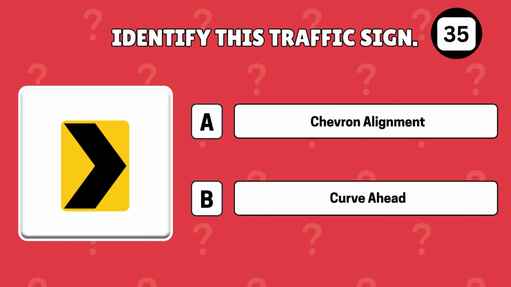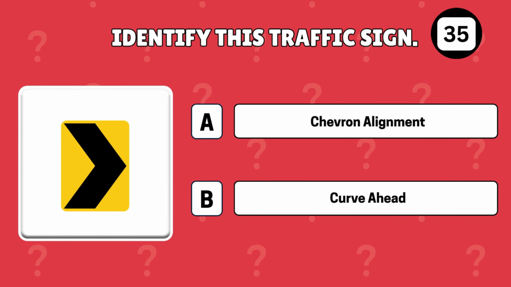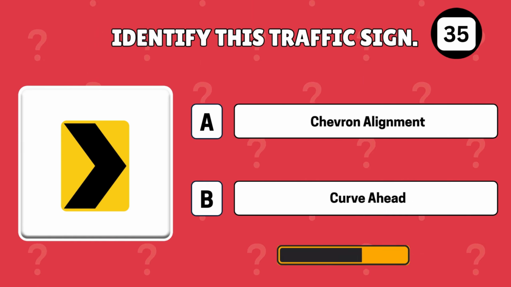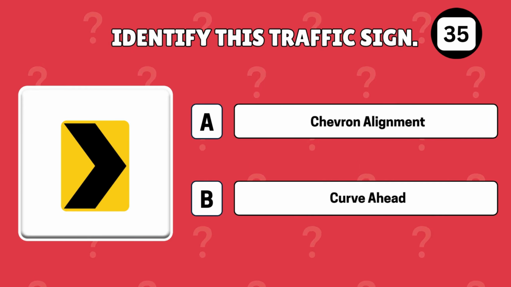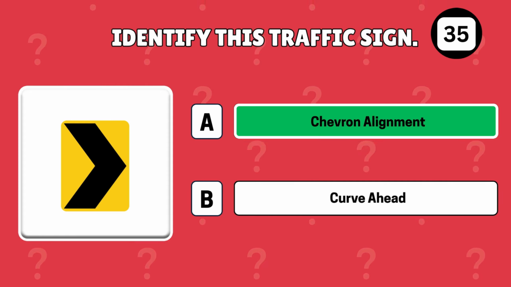Identify this traffic sign. A. Chevron alignment. B. Curve ahead. That's correct. This is the chevron alignment sign.